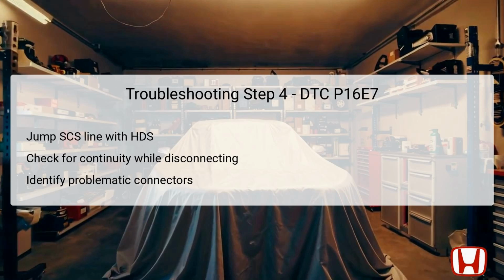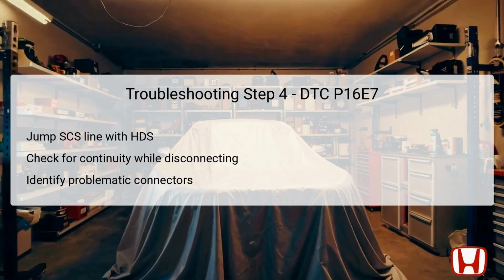During the fourth troubleshooting step, the goal is to identify any potential shorted wires. To start, jump the SCS or SRS communication system line using the HDS and wait for more than 1 minute. This allows for a more stable diagnostic environment for assessing the connection. Next, continue checking for continuity between terminal number 2 of the battery fan motor 3P connector and body ground.